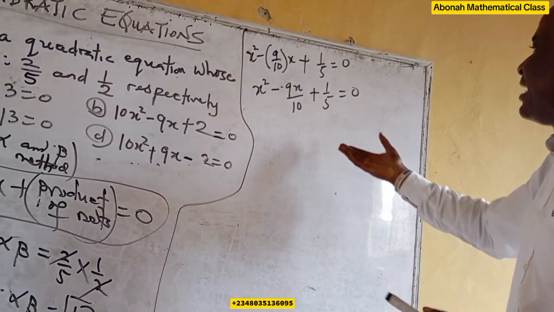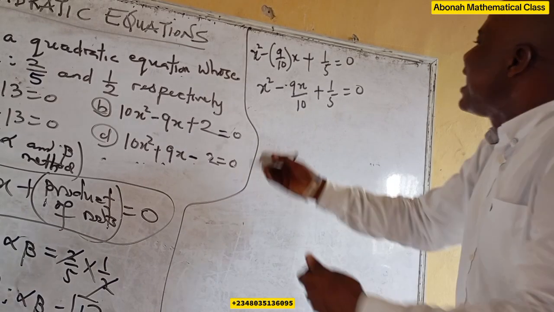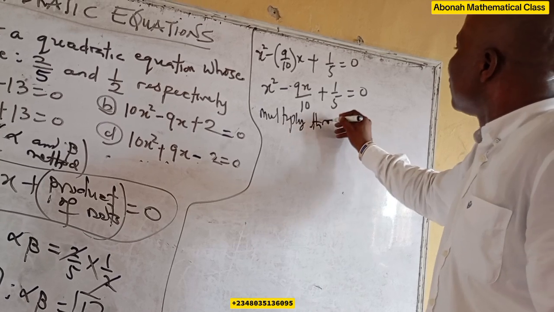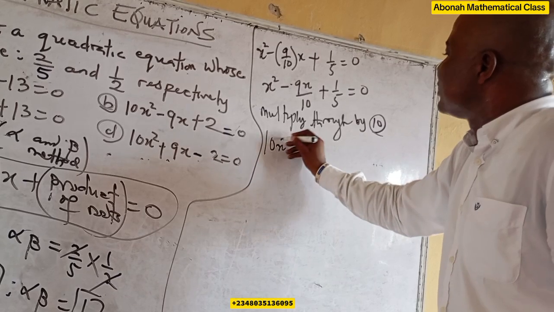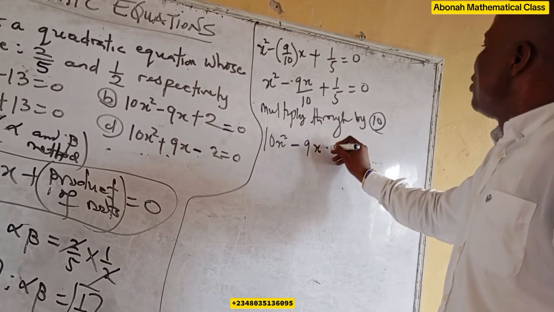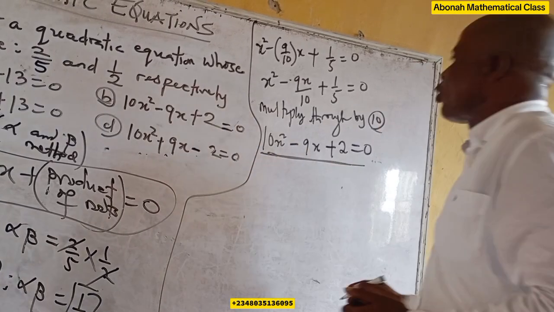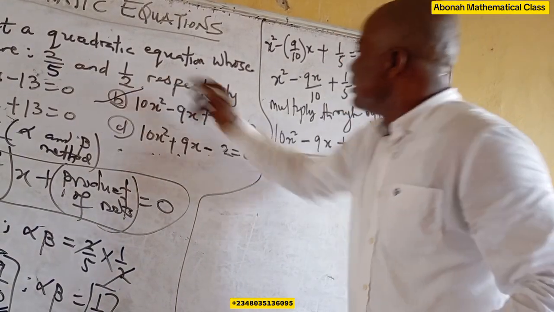Now, we look for the LCM. I'll use the LCM to multiply the equation, which is 10. Multiply through by 10. This by 10, 10x squared, minus this by 10, 9x, this by 10, plus 2 is equal to 0. This is the first method, which generates option B.